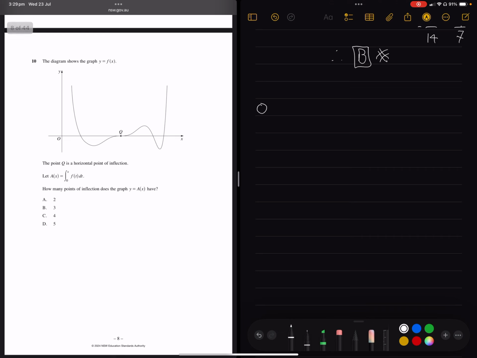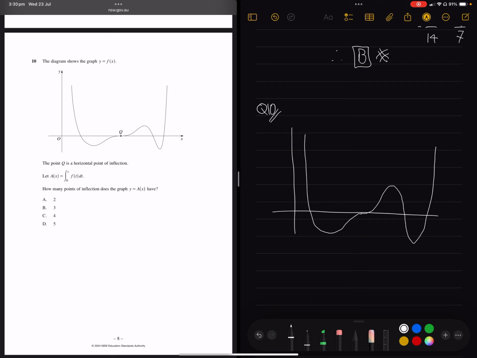All right, last question in this set. We're given a diagram. It gives us some function. Point Q is a point of inflection. We're told some other function, A, is the integral function of this one. And we're asked how many points of inflection does the integral function have? Okay, well, I'm going to start this by just doodling down roughly what this function looks like. Curves, goes up, gets to a point of inflection, goes up again, curves, goes down, and then goes back up.